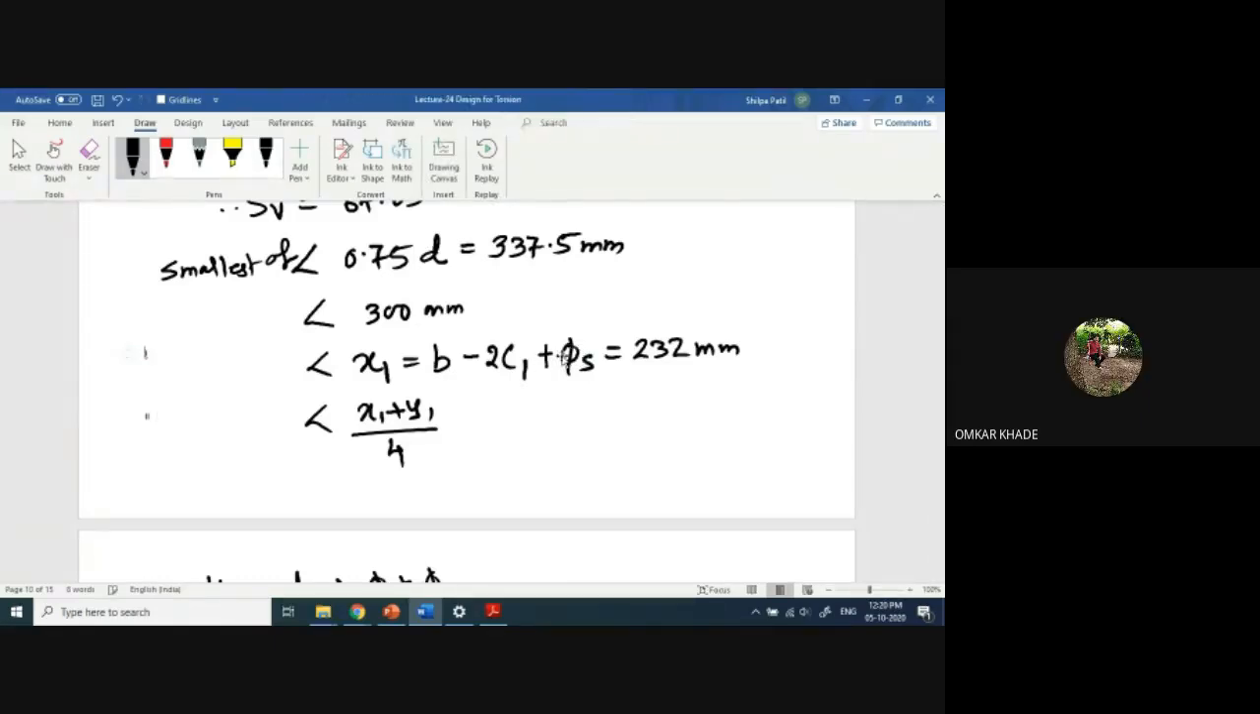So it will be plus 2 phi s. 256. So what is this value now? I will simply erase. This is 256.